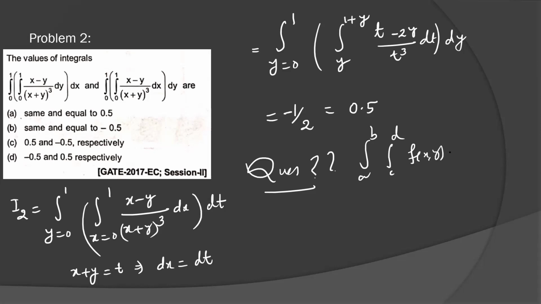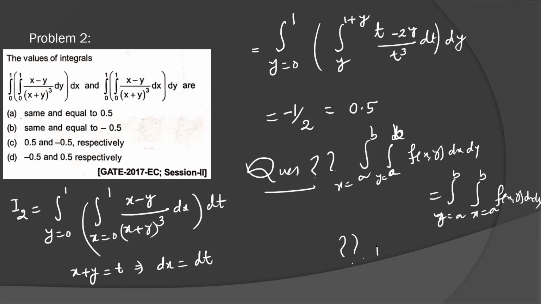Now the big question is, I told you, a to b, c to d, f(x, y) dx dy. If the limits are the same, suppose a to b, and both limits are constant, then it must be y equal to a to b, x equal to a to b, f(x, y) dx dy. But why not equal here? Why not equal here?